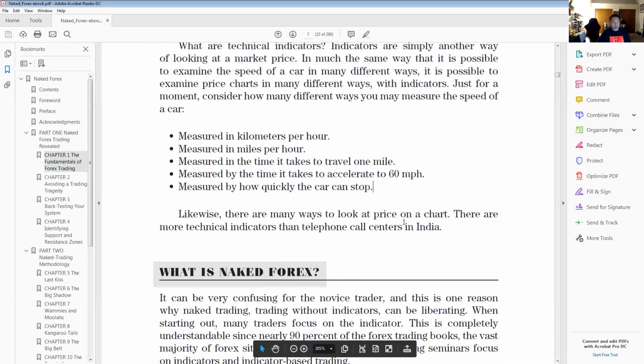Likewise, there are many ways to look at a price on the chart. There are more technical indicators than telephone call centers in India. That's crazy. You think there's a lot of indicators on your MetaTrader 4? Look at TradingView. There's thousands and thousands. I don't even know anymore. I don't know what I was told, like over 10,000 different types of indicators. I mean, it's crazy.